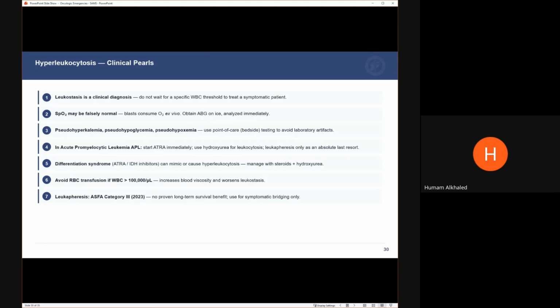Big thing to note is that leukapheresis, this is something historic and has been used quite often in the past. It's not recommended anymore because there's no long-term survival benefit. And that's not something we use no matter what the white blood cell count is. And again, with the use of Hydrea and cytarabine, we do a great job at reducing the white blood cell count.